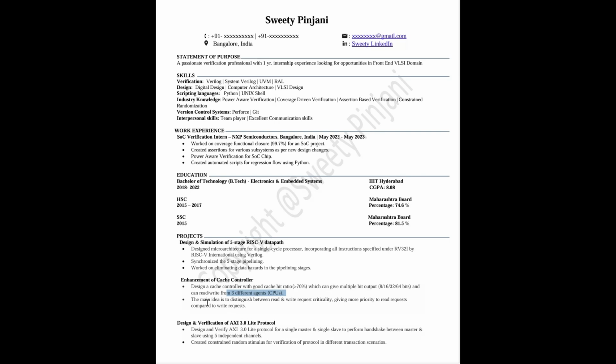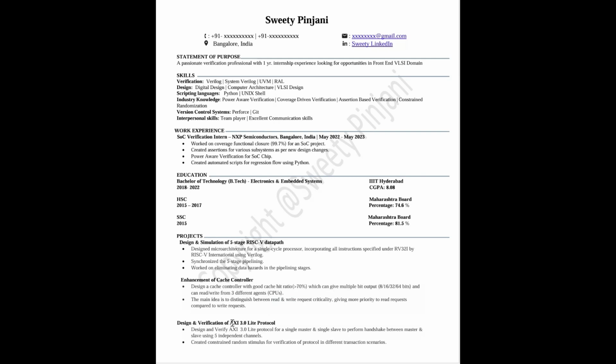And then the main idea is to distinguish between the read and write request criticality. So here, what algorithm they have used? They have distinguished between read-write criticality, giving more priority to the read request.